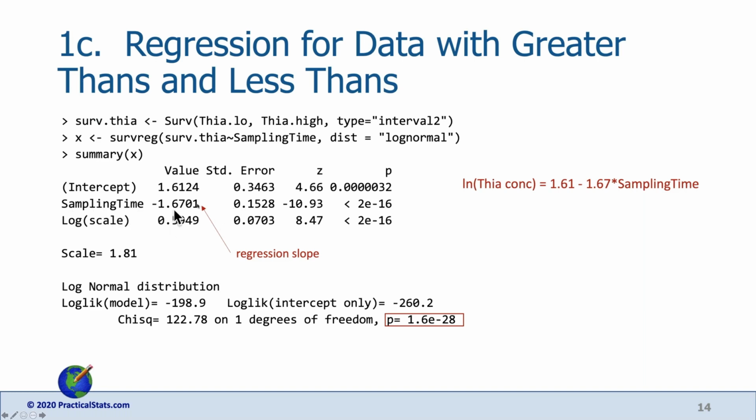And so sampling time here, this is our regression slope, minus 1.67. That's telling you it's going down over time or over the sequence 1, 2, 3, 4, and we saw that in the box plots. Here's the p-value for whether that slope is 0 or not. It's very small, and so it is not a 0 slope. It's much more significant. So we would use this as a model if it made sense with this X variable. So that would be our regression. It would be the intercept minus 1.67 times the sampling time for a prediction of the log of the thiamethoxam concentrations.